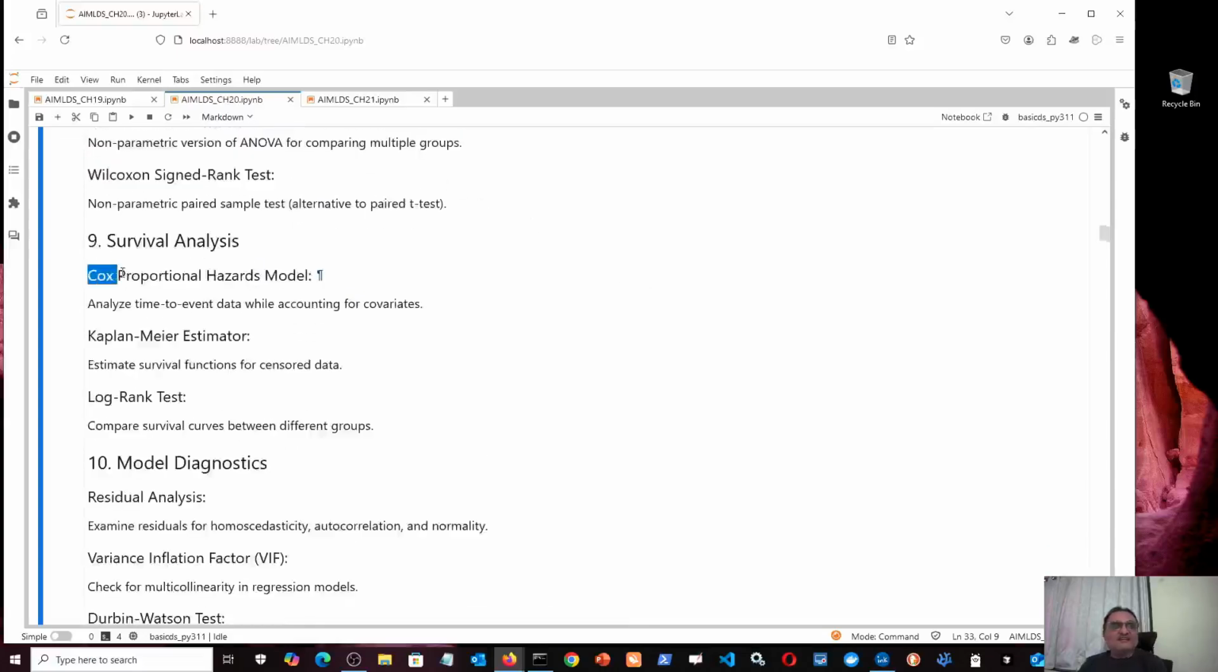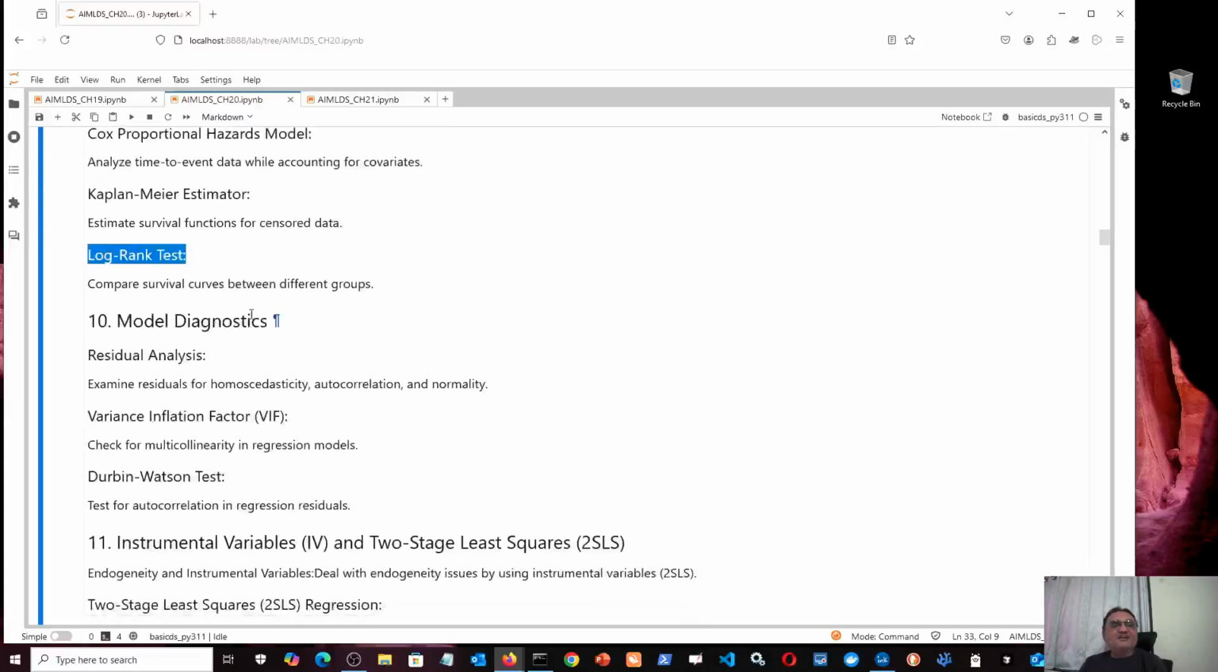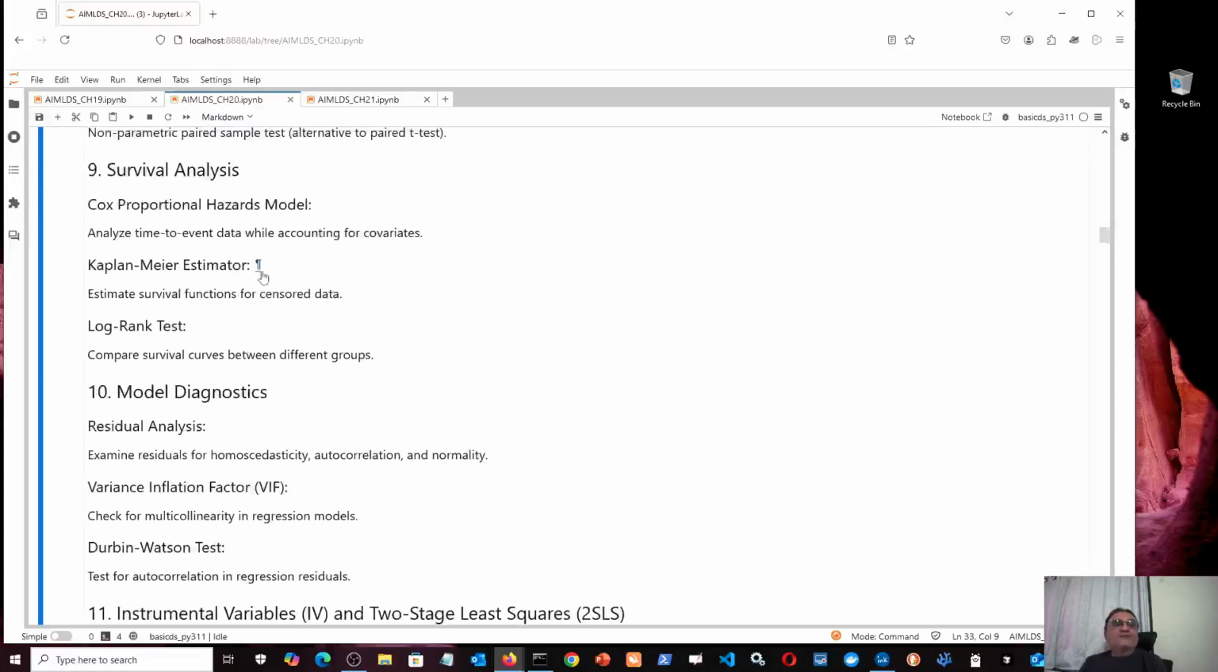Survival analysis. There are the Cox proportional hazards model, Kaplan-Meier estimation, and the log-rank test. These are three tests which are often used.